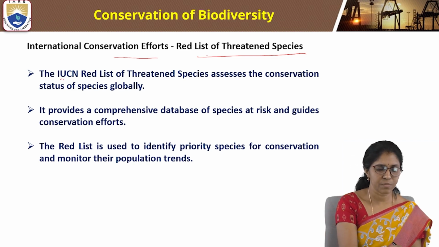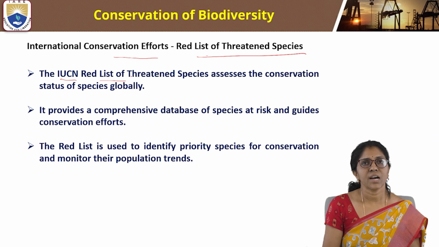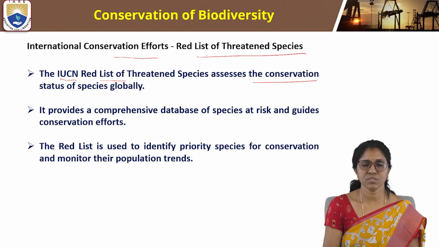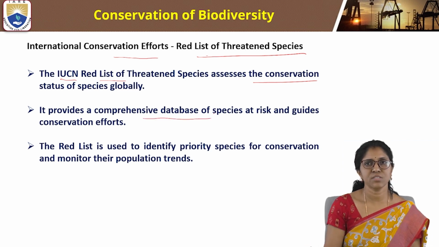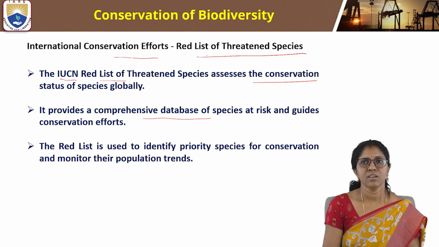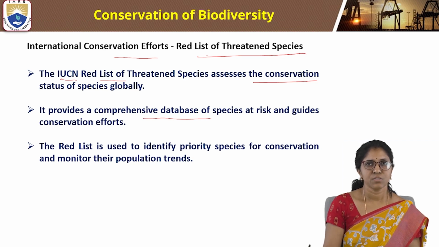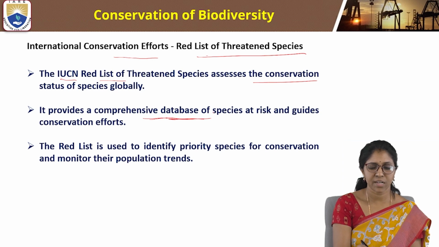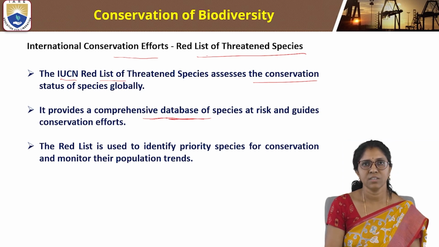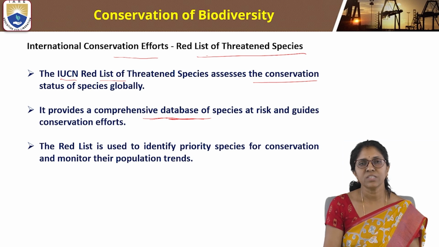The IUCN Red List of Threatened Species assesses the conservation status of species globally. It provides a comprehensive database of species at risk and it guides conservation efforts.